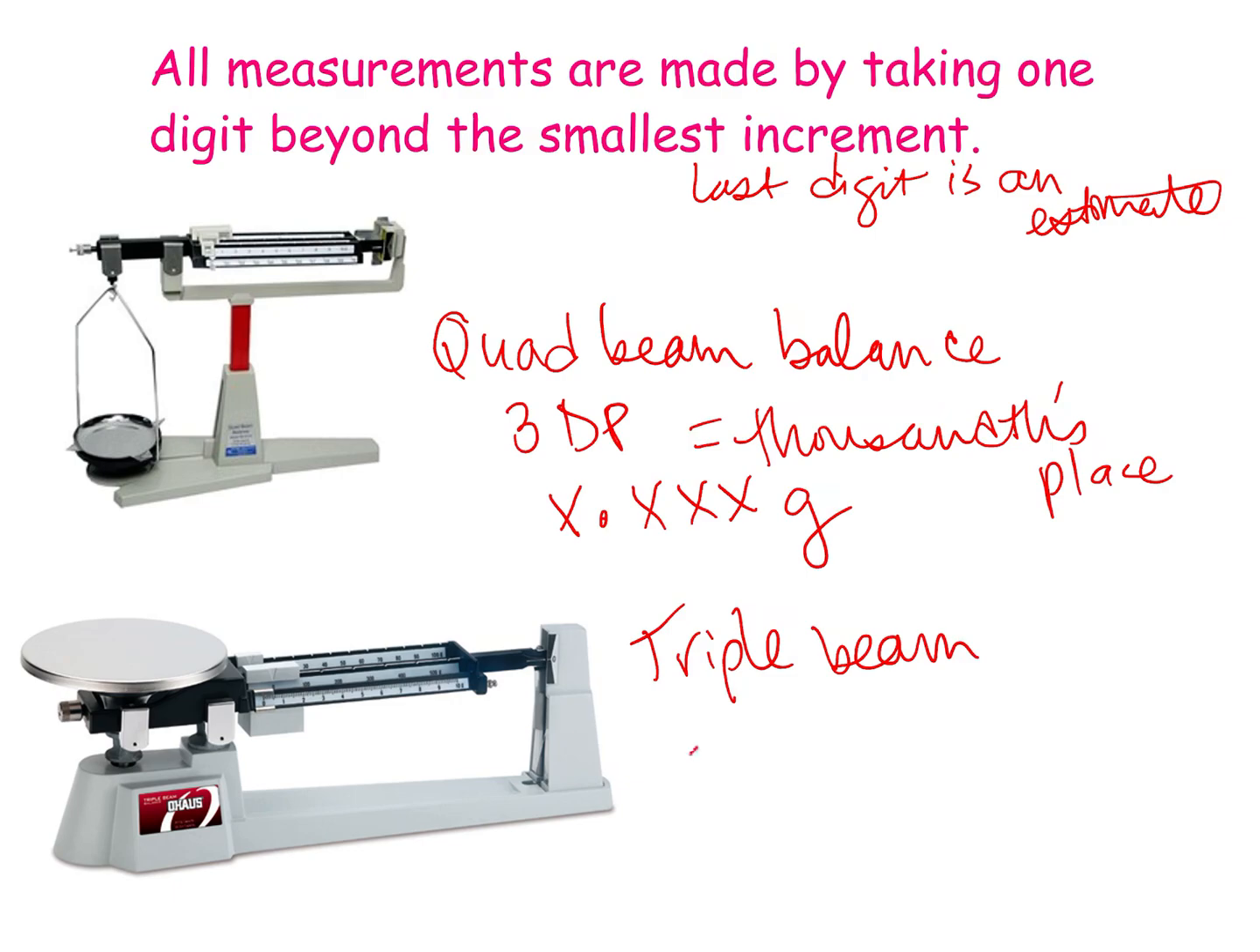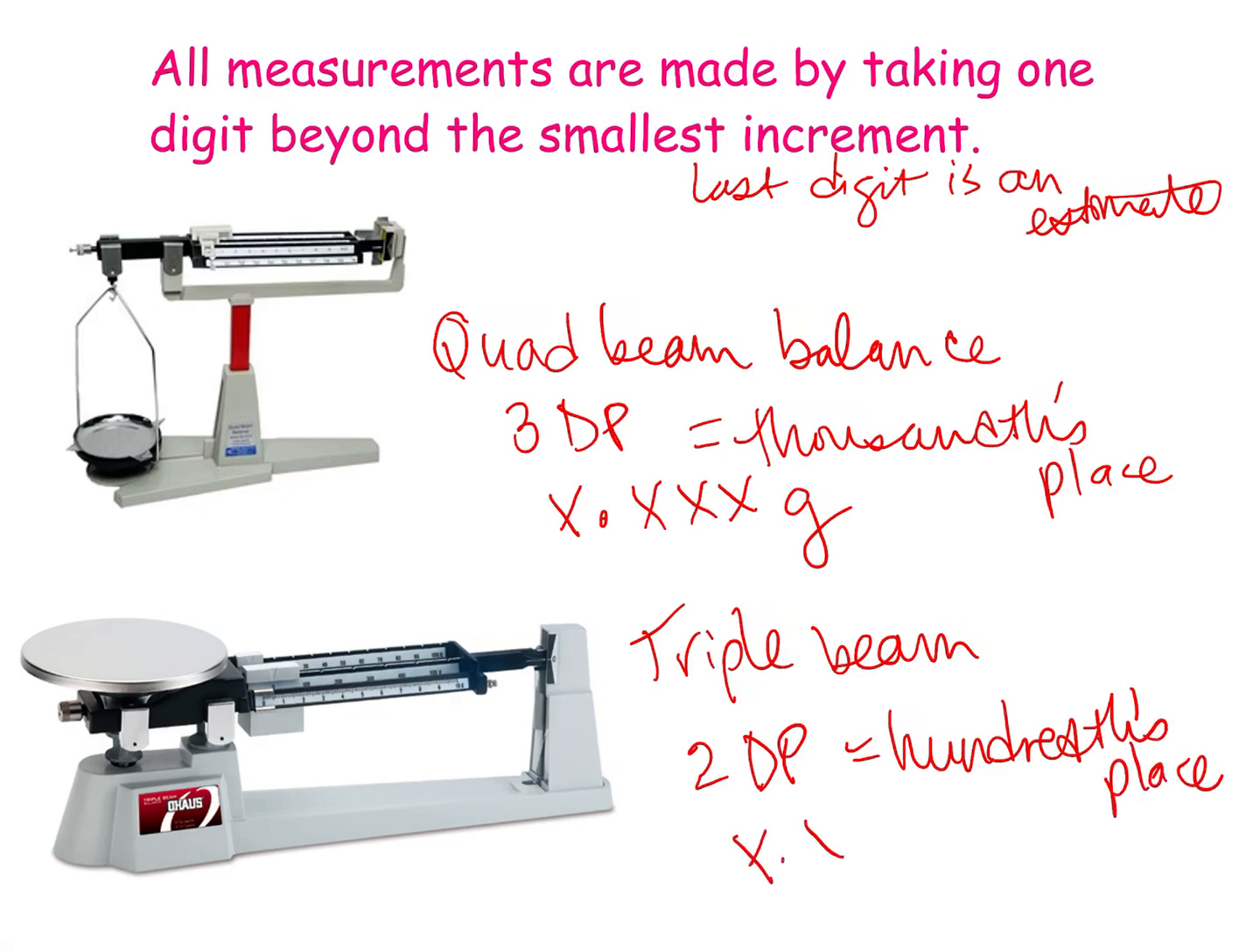So the triple beam can only go to 2 decimal places, and you don't have to take my word for it. You could look at it and you could see it yourself. That's to the hundredths place. So you would have something that goes out 2 decimal places, and it would be measured in grams. And this last number could be different between you and your lab partner or somebody doing the lab across the hall, because that's up to interpretation.